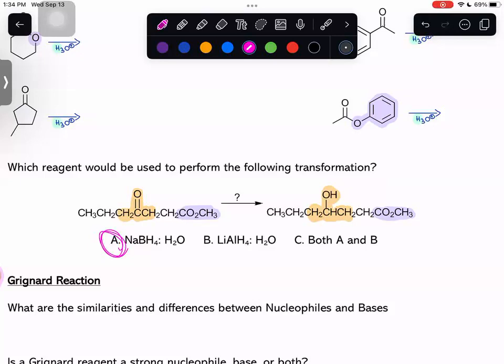So what would happen if the ester had actually gone to an alcohol group? With the lithium reagent, then we would end up with two alcohol groups, because the lithium one is going to be able to reduce that ester.